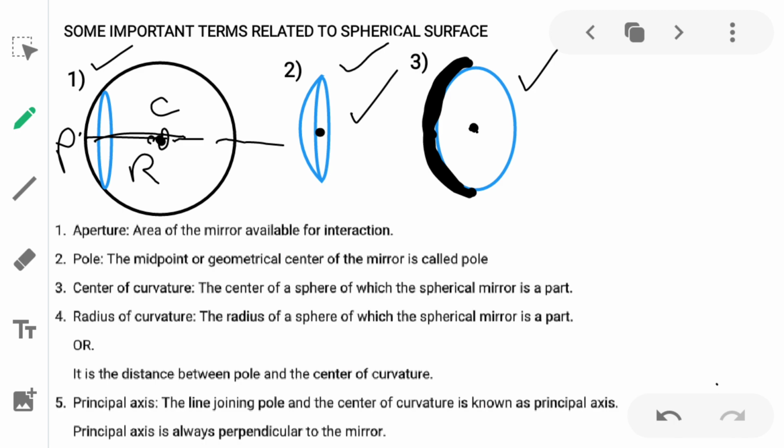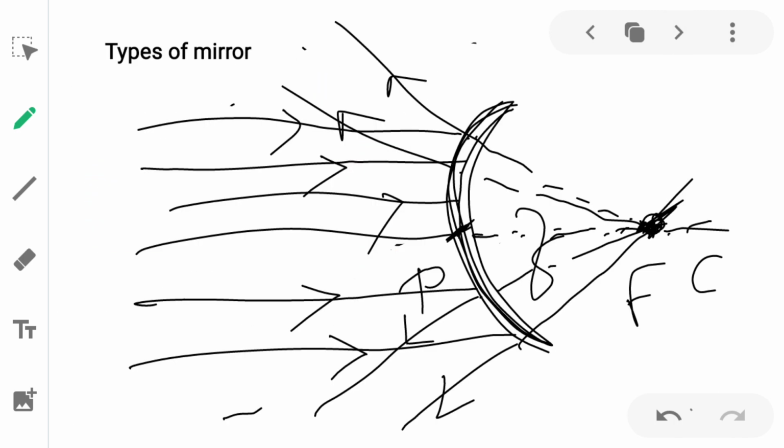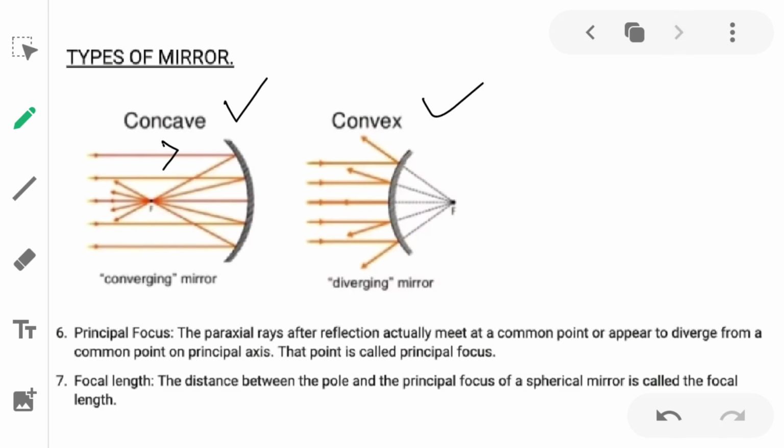So we have seen how the spherical mirrors are formed and some important terms related to the spherical mirror, and also types of mirror, how the concave mirror behaves and how the convex mirror behaves. In the next session we shall discuss image formation, how the mirror is going to form the image, and what is the nature of the image formed by the mirrors.